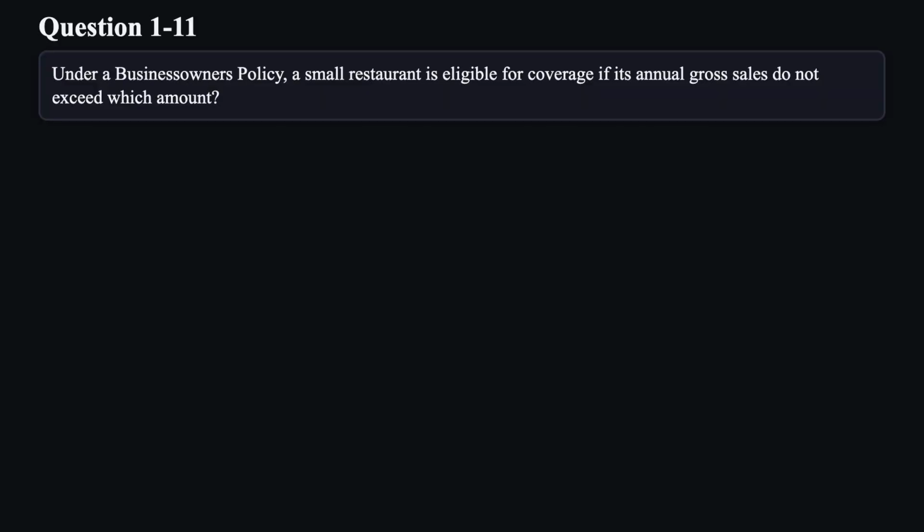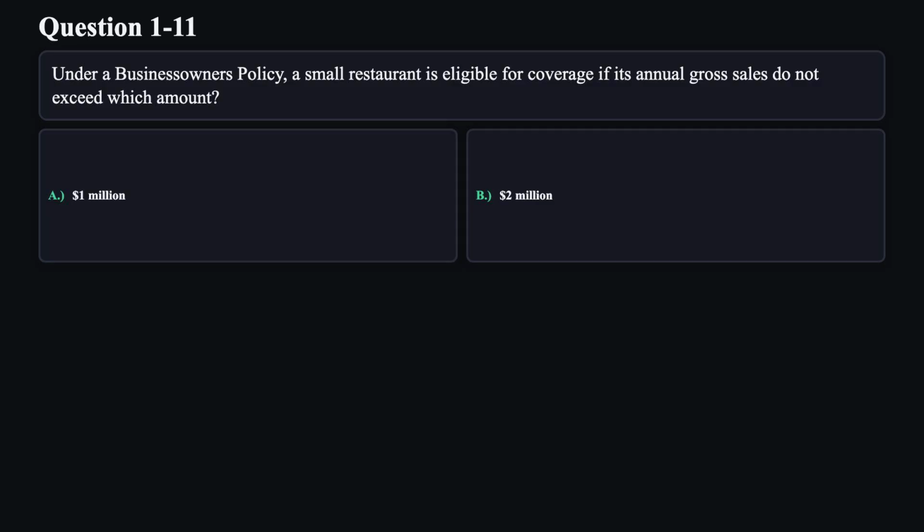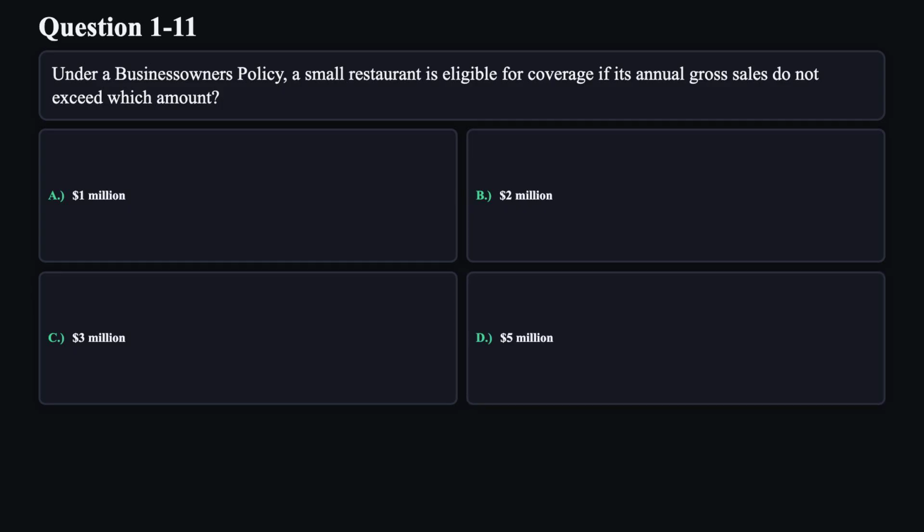Question 11. Under a business owner's policy, a small restaurant is eligible for coverage if its annual gross sales do not exceed which amount? A. $1 million. B. $2 million. C. $3 million. D. $5 million.